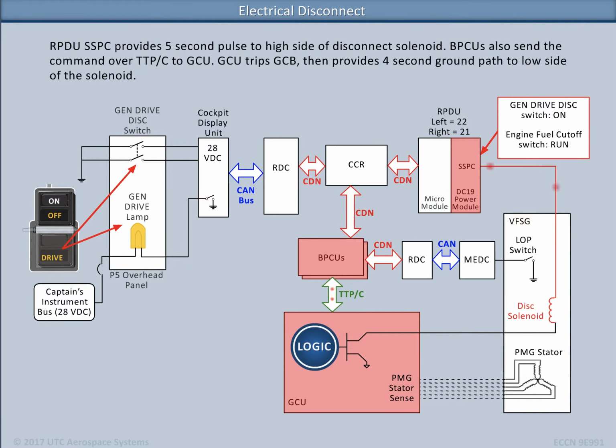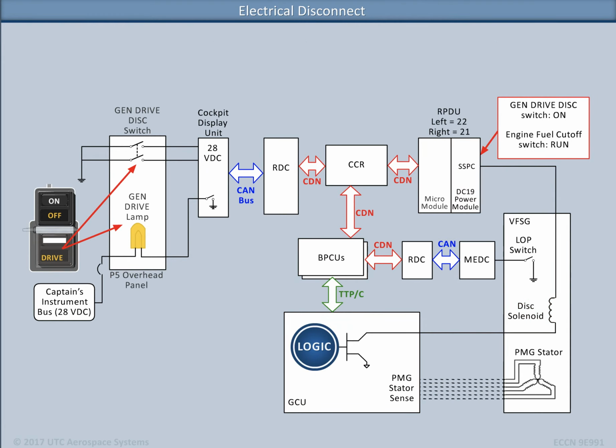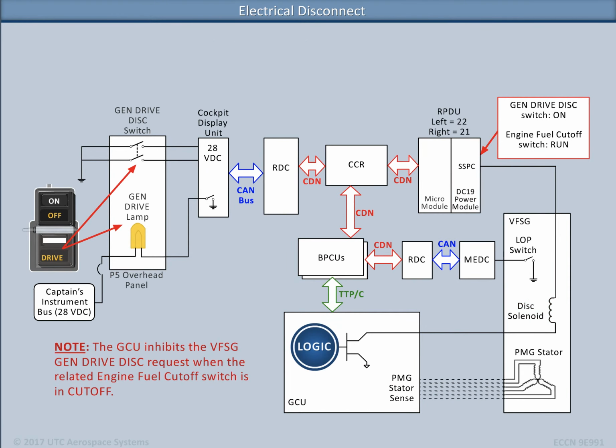The GCU trips the generator control breaker, then provides a 4-second ground path to the low side of the solenoid. The GCU controls the return of the disconnect solenoid through its own internal circuitry. A white bar is shown on the P5 panel when the drive has been disconnected. Note, the GCU inhibits the VFSG generator drive disconnect request when the related engine fuel cutoff switch is in cutoff.